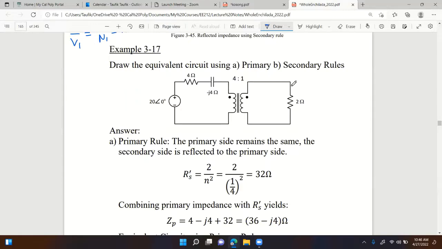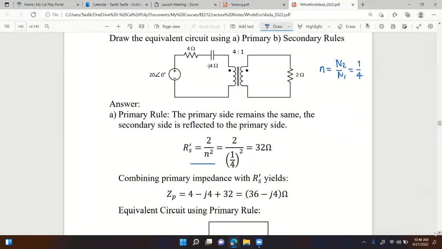So primary rule means I would reflect all the secondary components to the primary side. In this case, only one component, which is 2 ohms. And what is the turns ratio here? N is equal to N2 over N1, which is equal to 1 over 4. That's our N. So by applying the primary rule, I am reflecting 2 ohms to the primary side. How? Dividing 2 ohms with N squared right here, and I get 32 ohms.